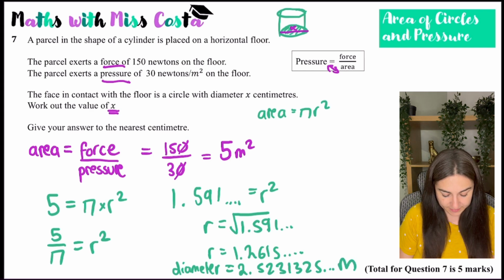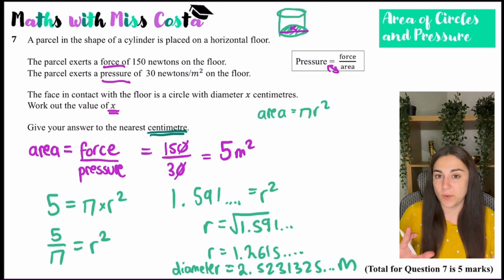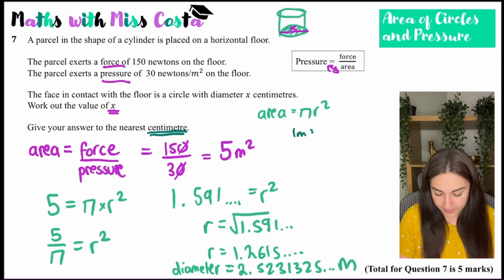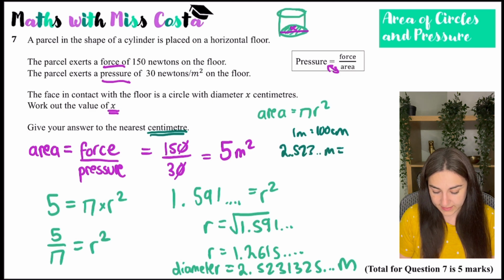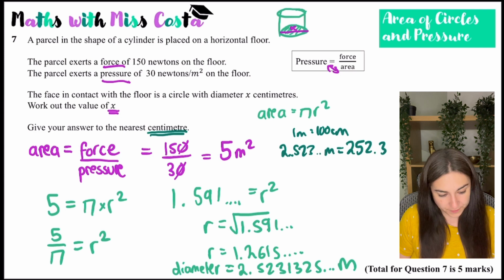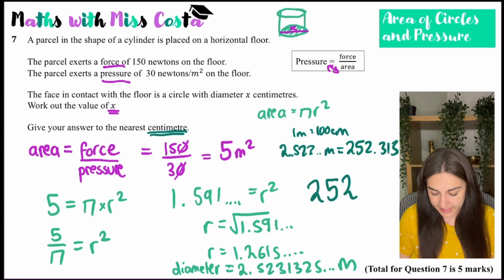Now the question says give your answer to the nearest centimeter. Because I'm now working with linear measurements like length, not area or volume, I know that 1 meter is 100 centimeters. So 2.523 meters is going to be, just times it by 100, 252.313 centimeters, and it says to the nearest centimeter, so that would be 252 centimeters.